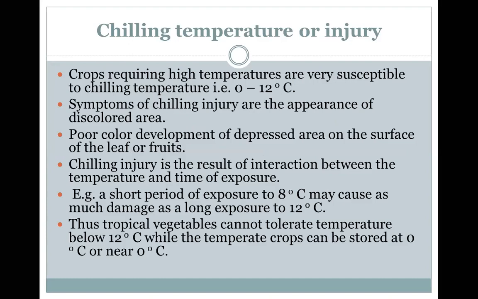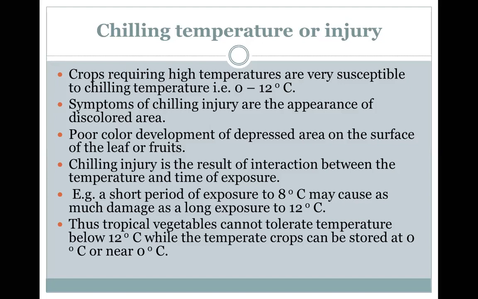Next, chilling temperature injury, or a chilling injury. When the temperature falls down to like 0 degrees Celsius, or when chilling occurs, many of the vegetable crops get injured by the chilling injury. Crops requiring high temperatures are very susceptible to chilling temperature, right? So the crops which require more than 15, more than 20 degrees Celsius, get very easily susceptible to chilling temperatures, and they get chilling injuries.